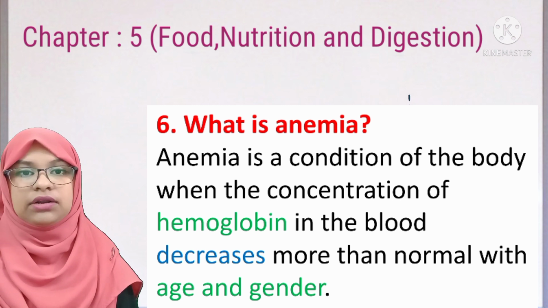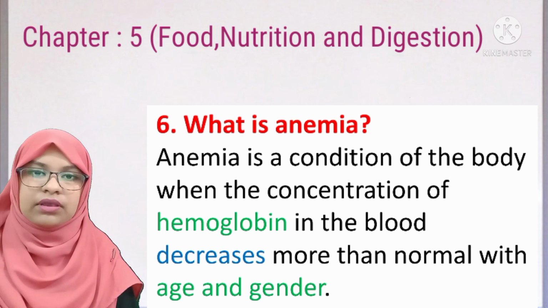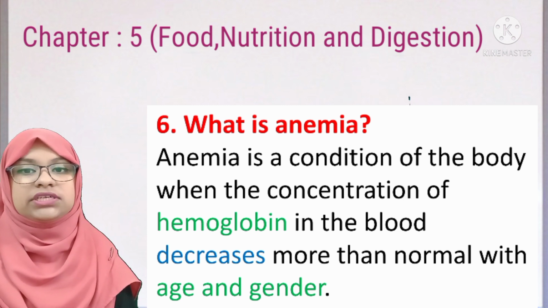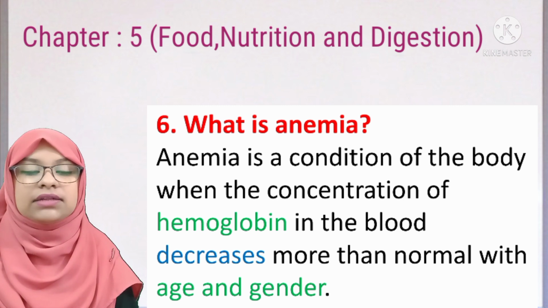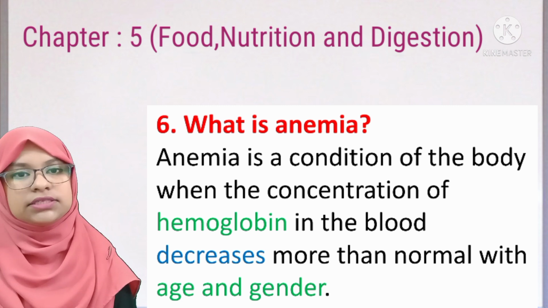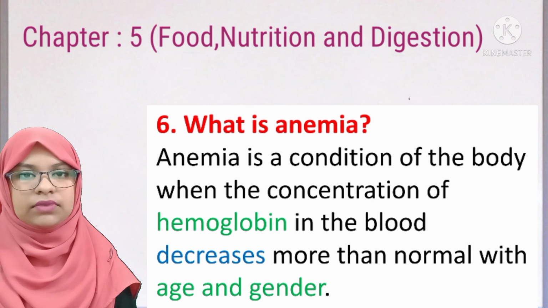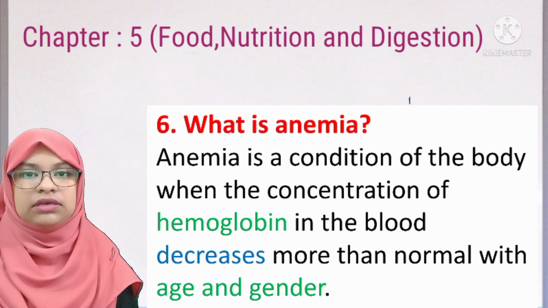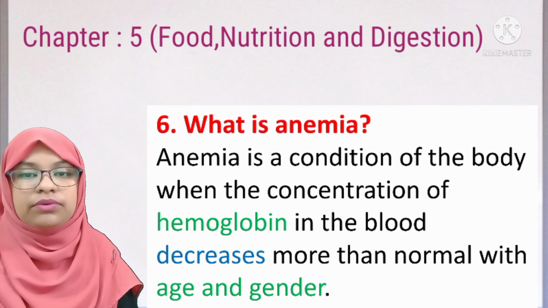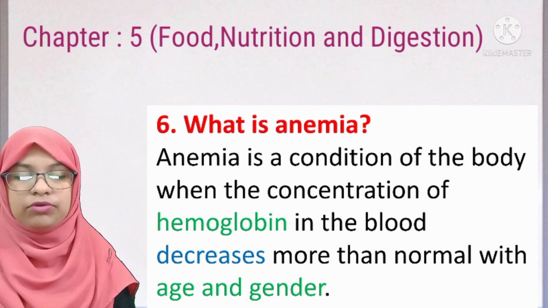Our sixth question, what is anemia? Anemia is a condition of the body when the concentration of hemoglobin in the blood decreases more than normal with age and gender. That means anemia is a disease that is related to the percentage of hemoglobin.